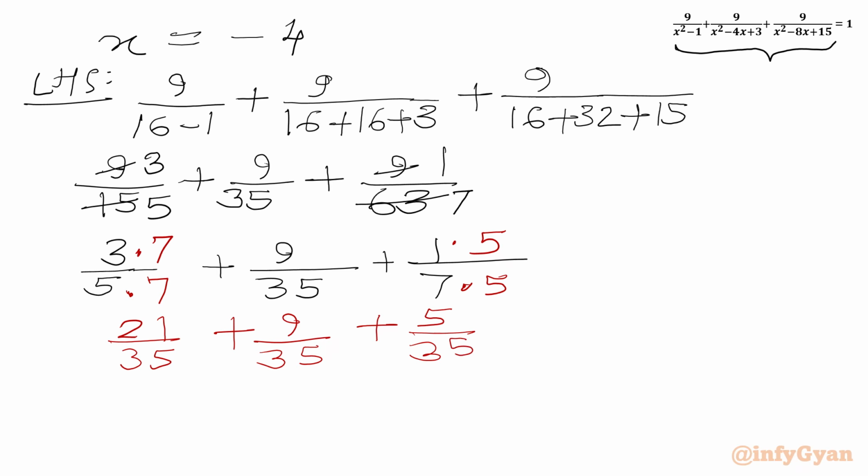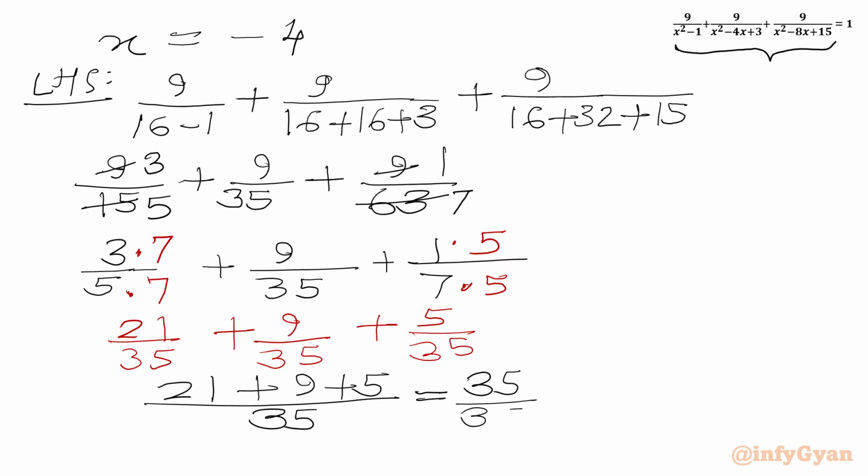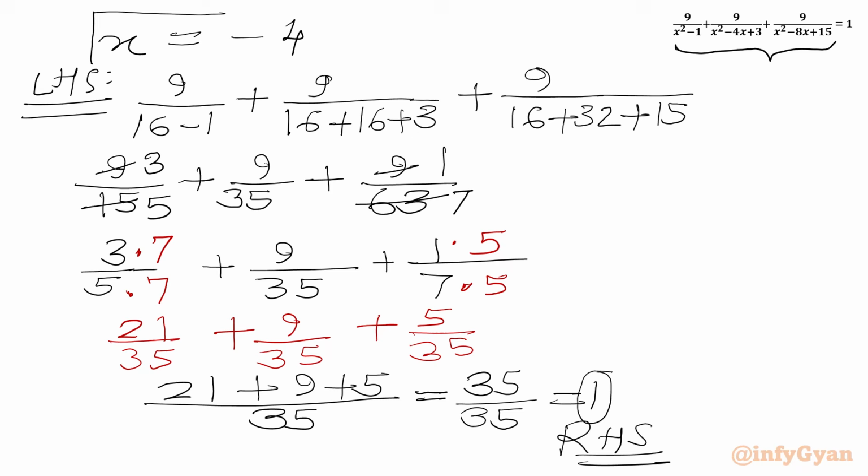Now we write 21 plus 9 plus 5 in the numerator, and the denominator will be the common denominator, 35. So 21 plus 9 is 30, 30 plus 5 is 35, and the denominator is also 35, so we are getting the value 1, and 1 is our RHS. LHS equals RHS. Hence our second solution, x = -4, is also verified. So we have two solutions, x = 8 and -4.